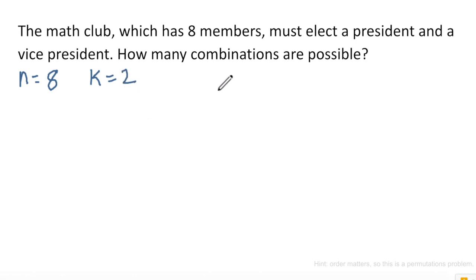Next thing we need to determine, does order matter? Well, if Bob is president and Jenny is vice president, that's not the same thing as Jenny is president and Bob is vice president. So in this case, order does matter. So what we're looking for is permutations, not combinations, right? Because these are 2 different positions. If we were just selecting 2 board members, maybe we would use the combinations formula. But in this case, we have a president and a vice president, which are 2 different positions in the organization. So we want to know how many different combinations are possible. What we're really looking for is permutations.